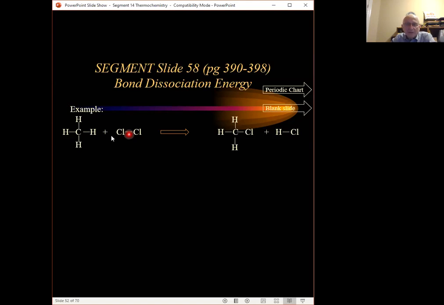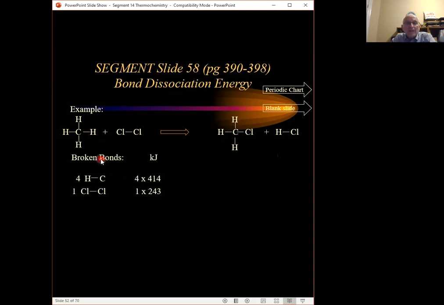So they can take chlorine and chlorinate this hydrocarbon to make methyl chloride, or chloromethane is a better name for it, and HCl gas. You know that's hydrochloric acid. So this is the product of the reaction. We're going to form these products from this set of reactants.